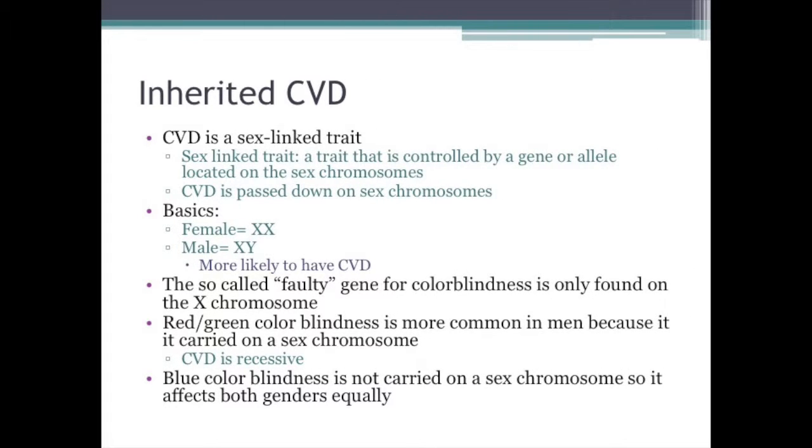So Maddie, what is inherited CVD? To start, CVD is a sex-linked trait, which means that it is controlled by a gene or allele located on the sex chromosomes. However, CVD is a recessive trait. The so-called faulty gene for colorblindness is only found on the X chromosome. Red-green colorblindness is more common in men because it is carried on sex chromosomes, while blue colorblindness is not carried on a sex chromosome, so it affects both genders equally.